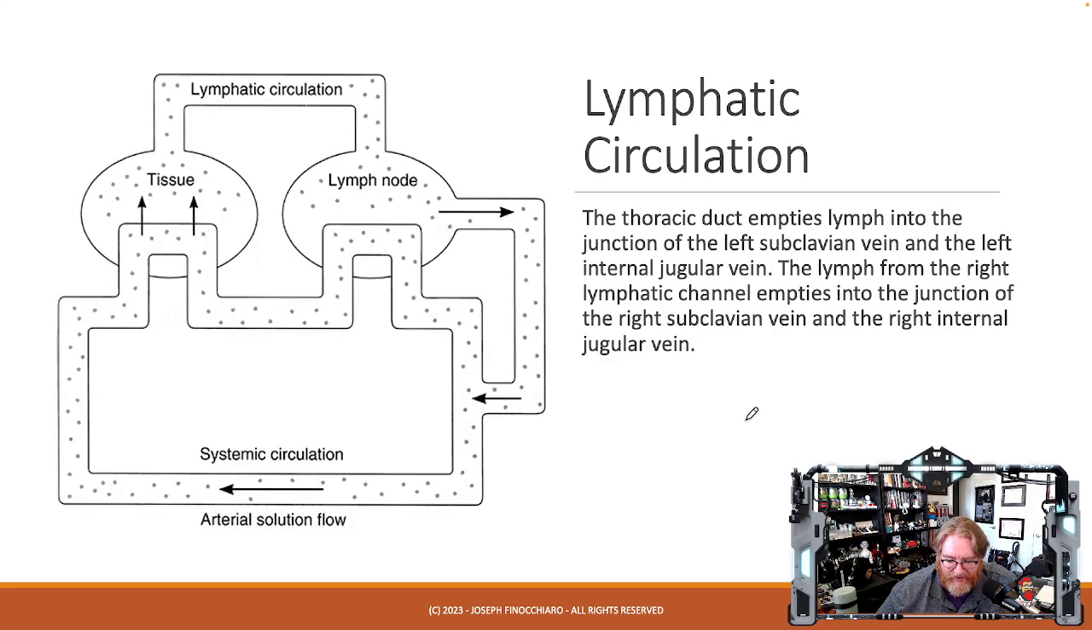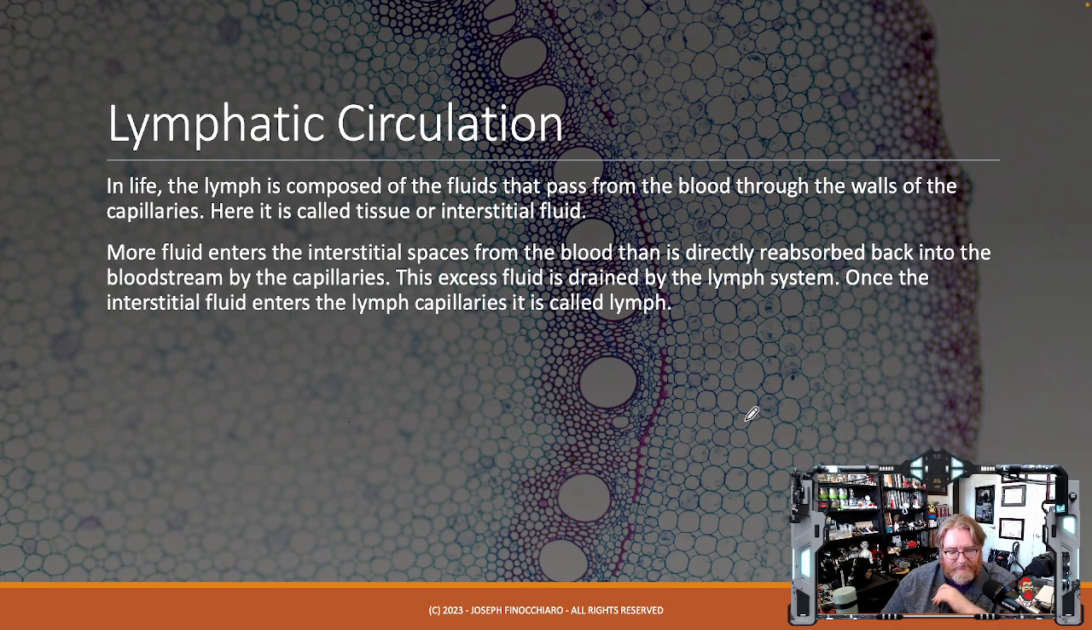The thoracic duct empties lymph into the junction of the left subclavian vein and the left internal jugular vein. The lymph from the right lymphatic channel empties into the junction of the right subclavian vein and the right internal jugular vein. In life, the lymph is composed of the fluids that pass from the blood through the walls of the capillaries. Here it is called tissue or interstitial fluid. More fluid enters the interstitial spaces from the blood than is directly reabsorbed back into the bloodstream by the capillaries. This excess fluid is drained by the lymph system. Once the interstitial fluid enters the lymph capillaries, it is called lymph.